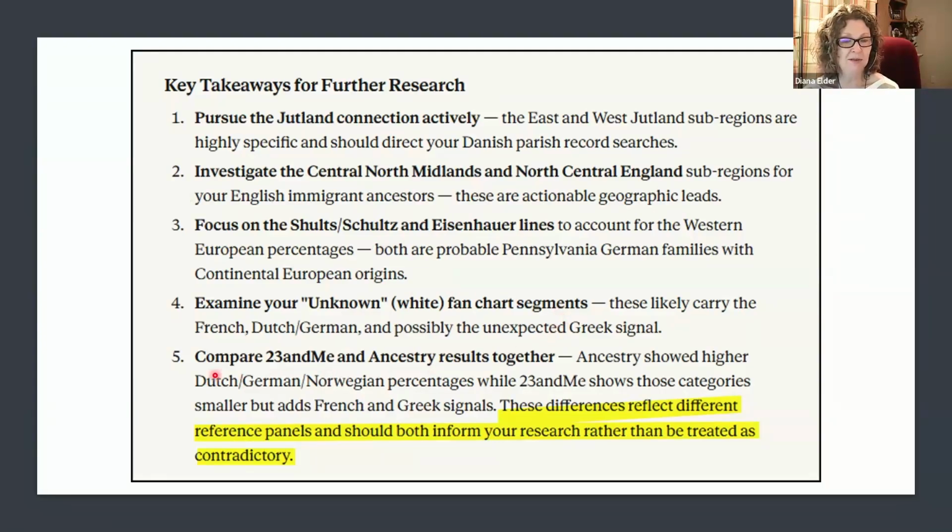And I thought this was a good synthesis, that Ancestry had a different idea than 23andMe, and that these differences reflect different reference panels and should both inform your research rather than be treated as contradictory. So I thought that was really a good insight into that, that we don't necessarily just throw one out. They just look at things a little differently, but they can both give us some ideas.